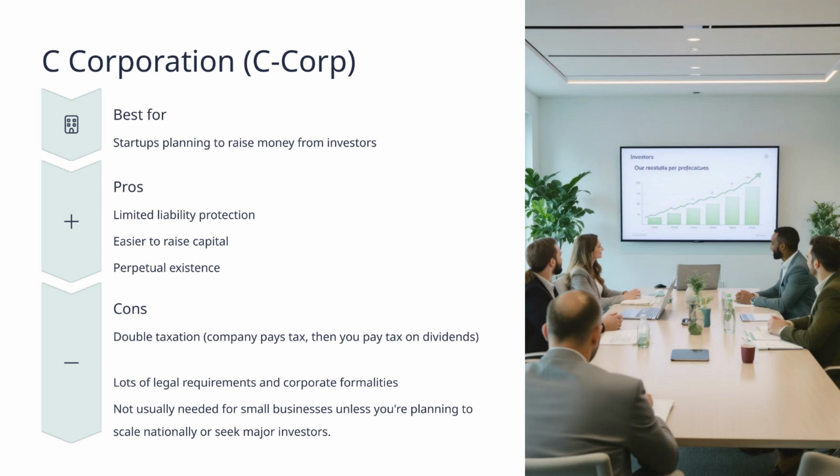Now let's talk about C corporations, abbreviated C-Corp. They are ideal for startups aiming to attract investors. Stock can be sold or used as collateral to help raise money. C-Corps offer limited liability protection, ease in raising capital, and perpetual existence. However, they face double taxation, meaning you are taxed on your income and business profits. They require adherence to numerous legal formalities. Typically, a C-Corp is unnecessary for small businesses unless scaling nationally or seeking significant investment.